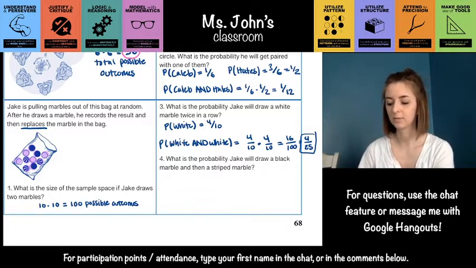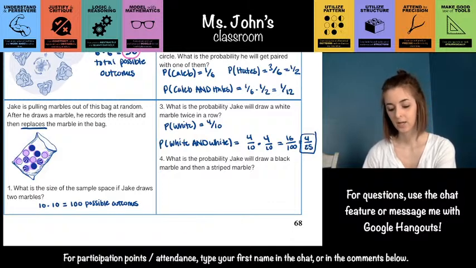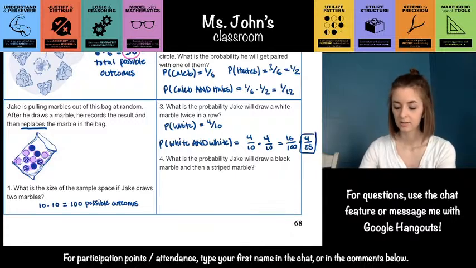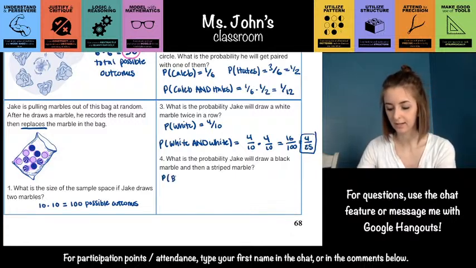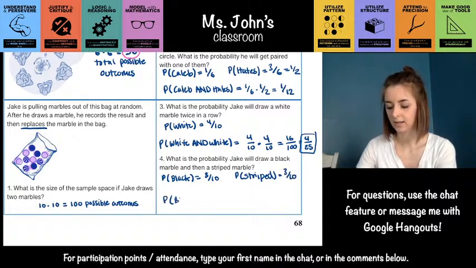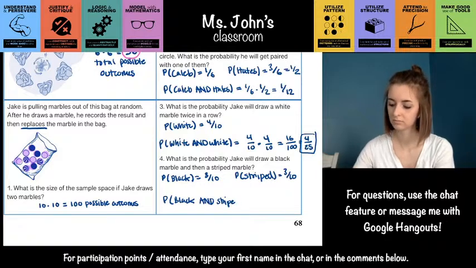Okay, what's the probability Jake will draw a black marble and then a striped marble? So it just so happens that there's 3 black marbles and 3 striped marbles. So the probability of getting a black marble is 3 in 10, and the probability of getting a striped marble is also 3 in 10. So getting a black and striped would get you 9 out of 100.